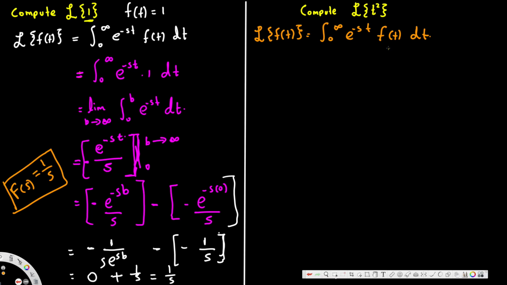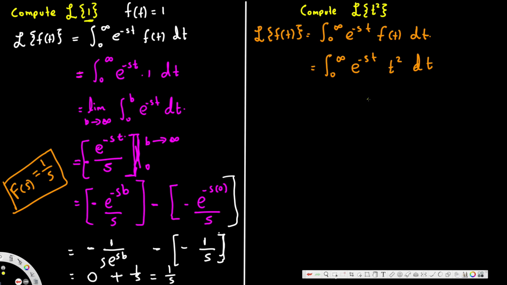And after that, instead of this f of t, we put this function. So this is going to be the integral from 0 to infinity of e^(-st), and instead of f(t), we put t squared right here, dt. Now here we had to do some tricks because we have e^(-st) times t squared. So we can do integration by parts.